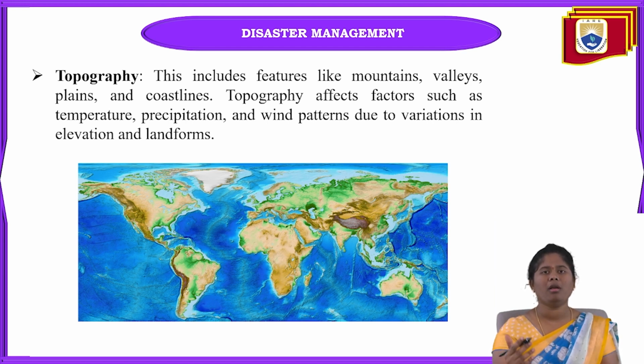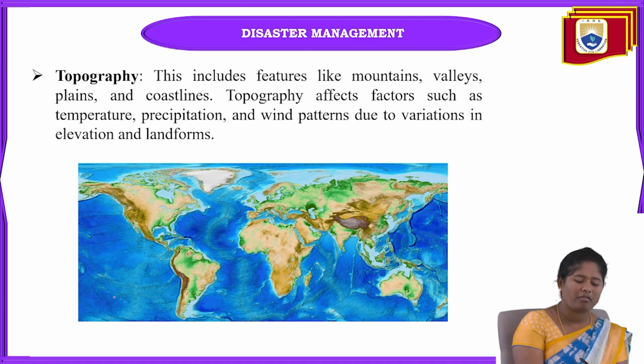Precipitation is nothing but rainfall. This will automatically affect the precipitation, temperature conditions, and also wind patterns. Meaning, because of this wind, how that will affect the climatic conditions, and what will be the variations occurring in elevations and also landforms.